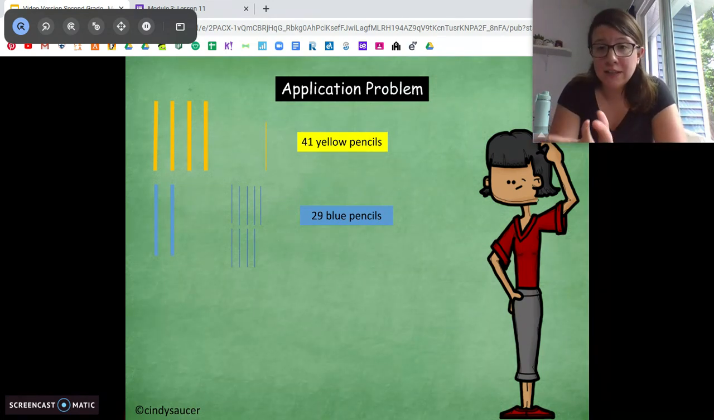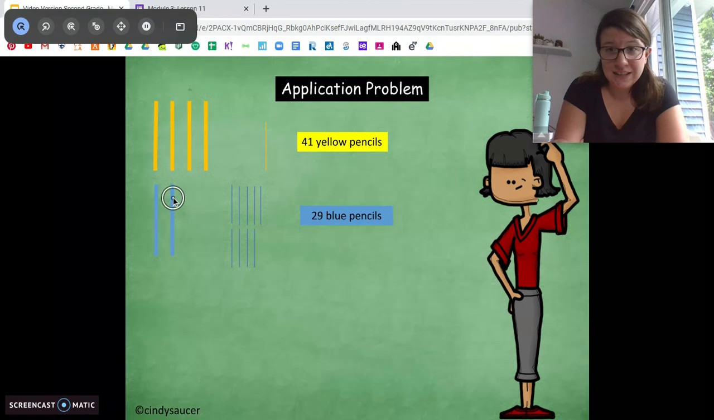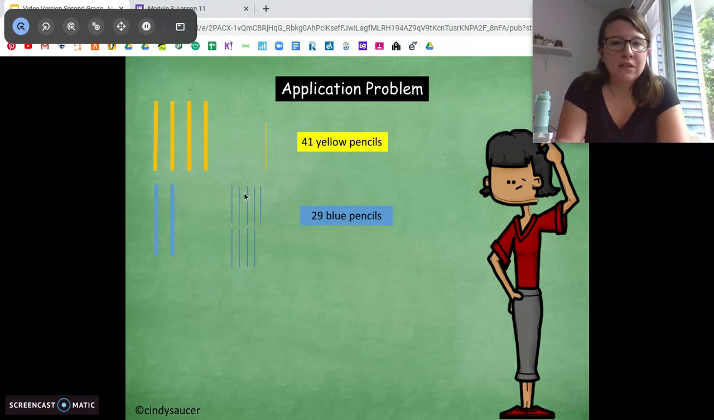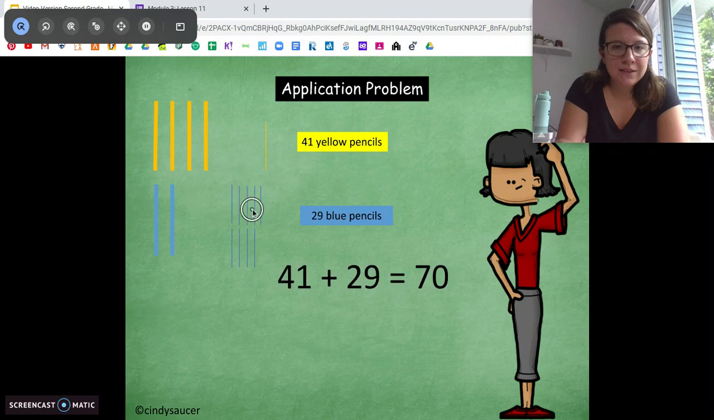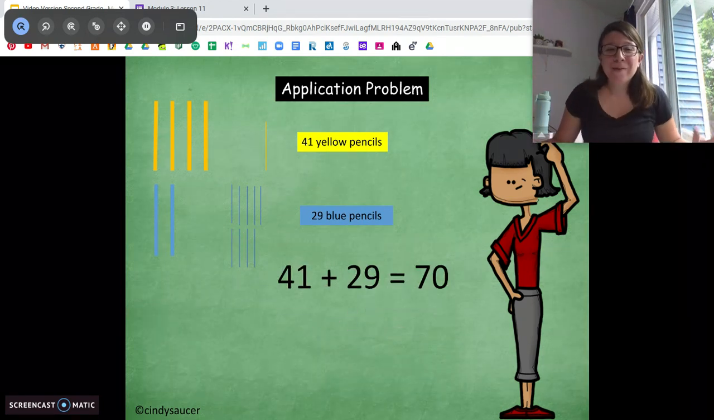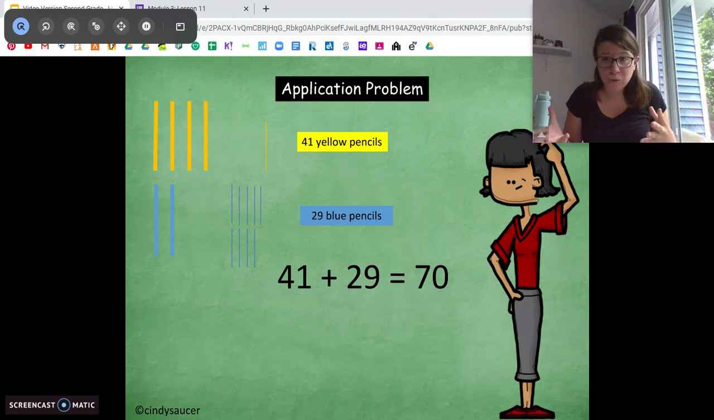Now this makes it easy for me to count. I have 10, 20, 30, 40, 50, 60, 61, 62, 63, 64, 65, 66, 67, 68, 69, 70. Okay, so we're going to add our blue and yellow pencils together to get 70 pencils total. That's our total number of pencils.